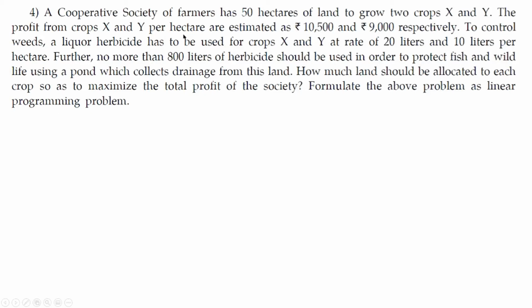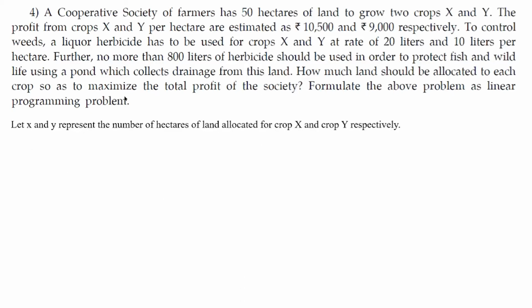So here it is given a cooperative society has got 50 hectares of land to grow two crops X and Y. The profit from X is rupees 10,500 and from Y is rupees 9,000 per hectare. And then to control weeds, a herbicide is being used at the rate of 20 liters for X and 10 liters for Y. And it is also given no more than 800 liters of herbicide should be used. Now we need to find how much land should be allocated to each crop so as to maximize the total profit of the society.